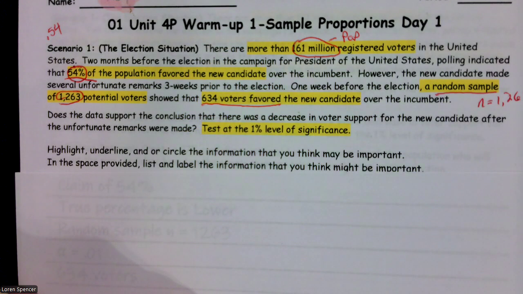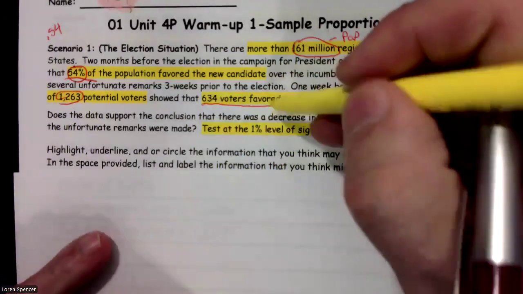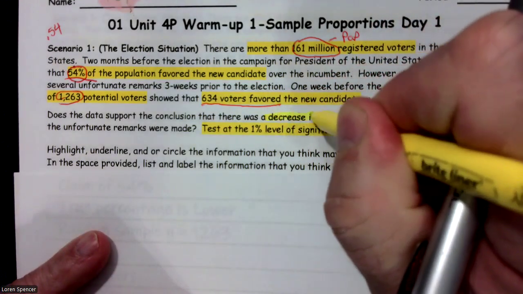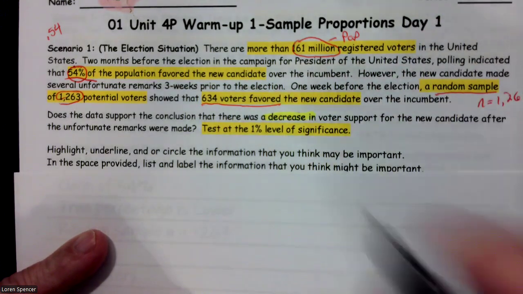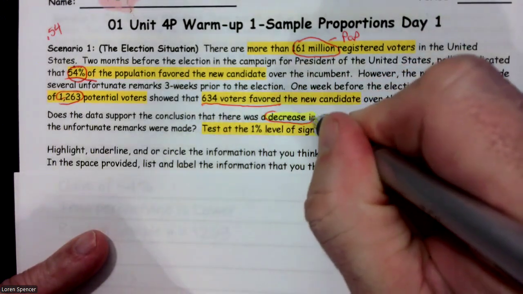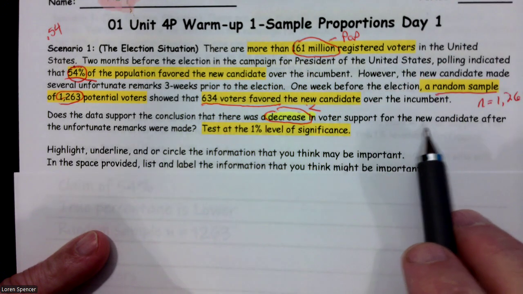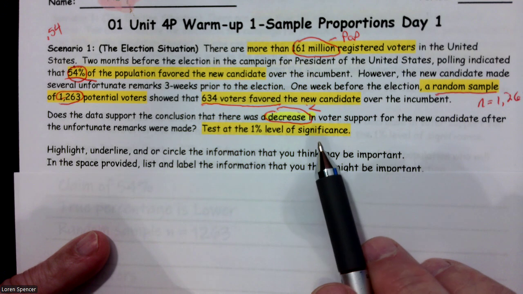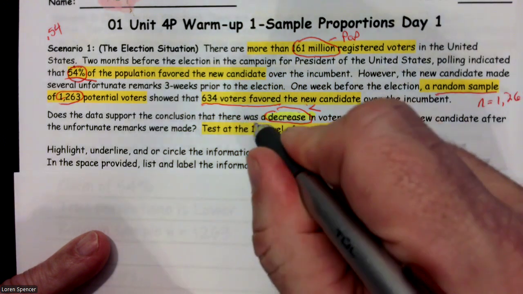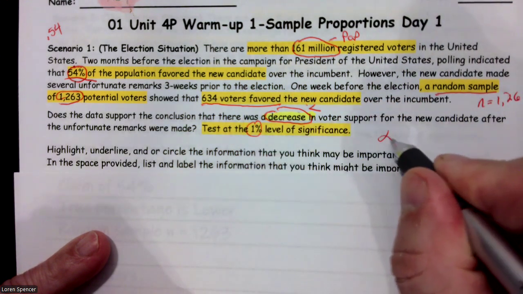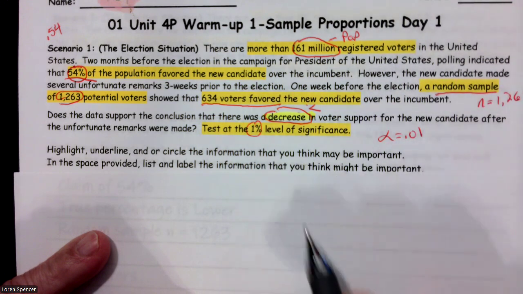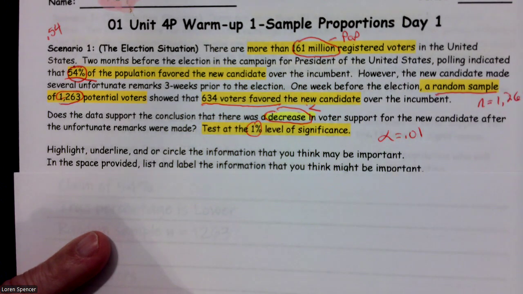Does the data support the conclusion that there was a decrease? That's important. I don't know why that's not even highlighted, but we have a decrease in voter support for the new candidate after the unfortunate remarks were made. Test at the 1%. Okay, so we know we have an alpha equal to 0.01 level of significance. Highlight, underline, and or circle the information that you think may be important. We kind of did that.